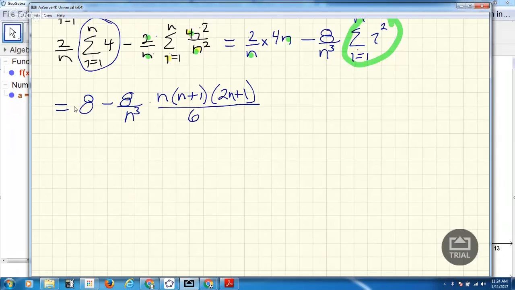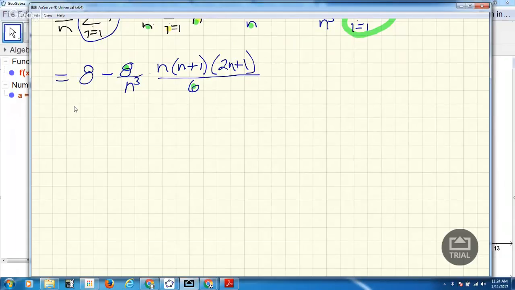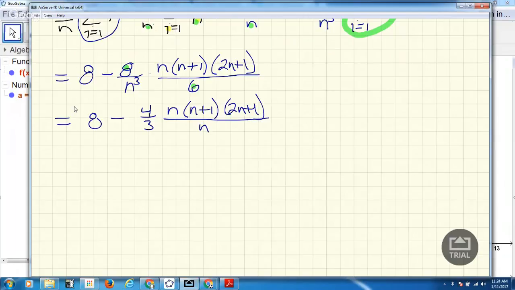And this we've seen before. It's a slightly different form with the 4s. So 8 and 6 have a common divisor of 2. So about the most I'd want to take this is to say this is 8 minus 4/3 times n plus 1, 2n plus 1, all over n cubed. All right, so given a particular value of n, I can just plug it in and get the sum of all the rectangles.